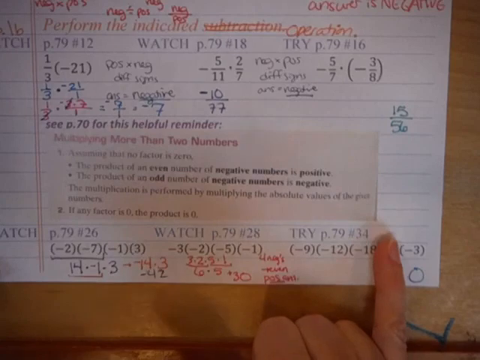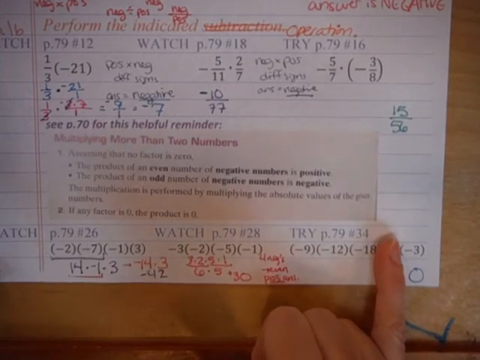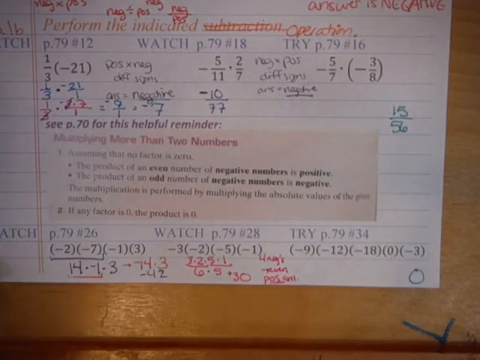If 0 wasn't there, it would have 4 negatives. That answer would have been positive. Okay, it would have been a big number. There's some big numbers being multiplied there, but it would have been positive. The 0 causes everything to be 0.